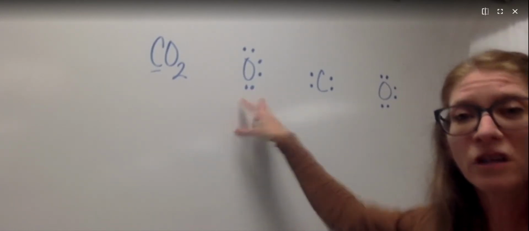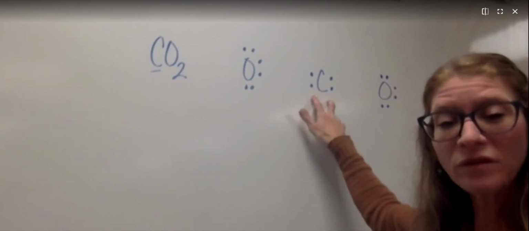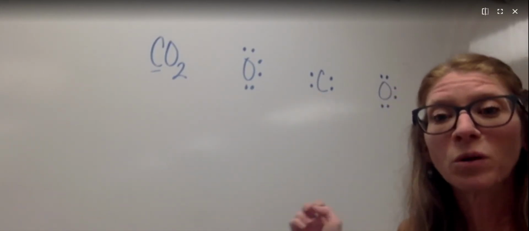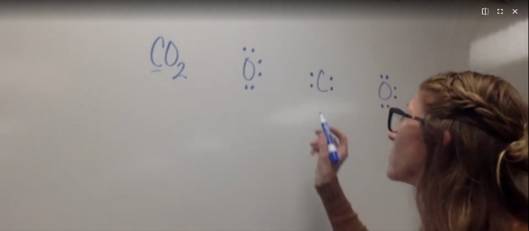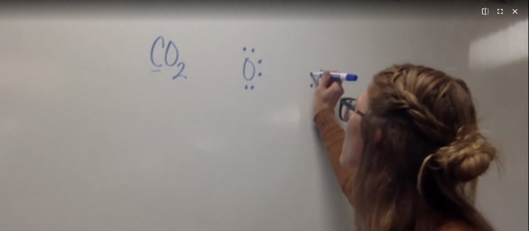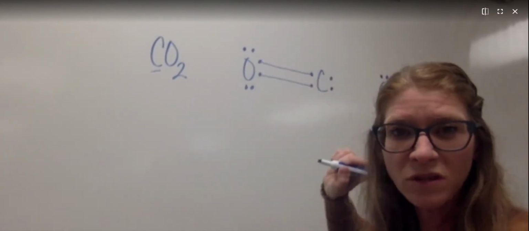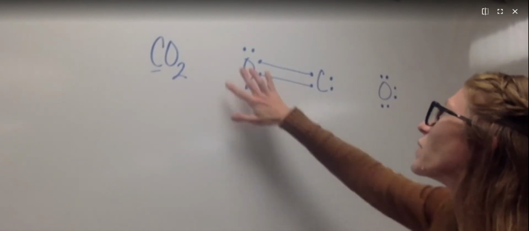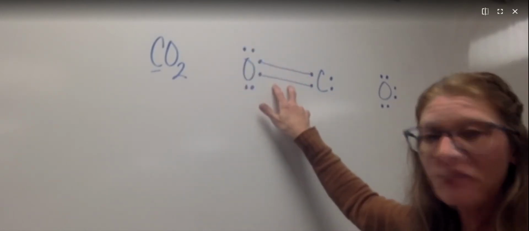It wants to share 2 more electrons to have a full octet. Carbon has 4 valence electrons. It wants to share 4 more to have an octet, a full 8 electrons. So these 2 electrons are going to get shared in a bond. These 2 electrons will get shared in a bond. So now oxygen has 2, 4, 6, 8 electrons.